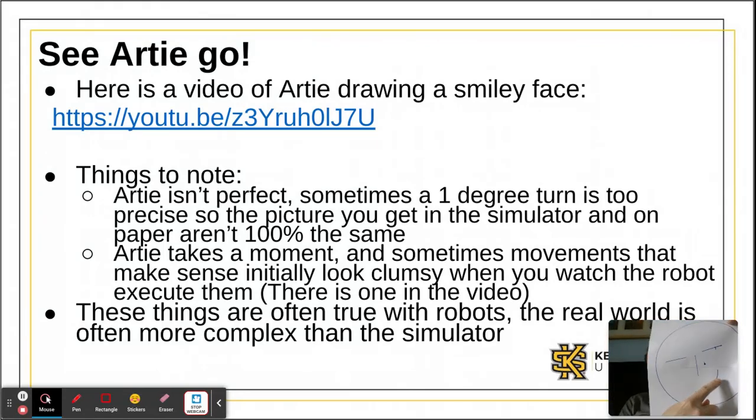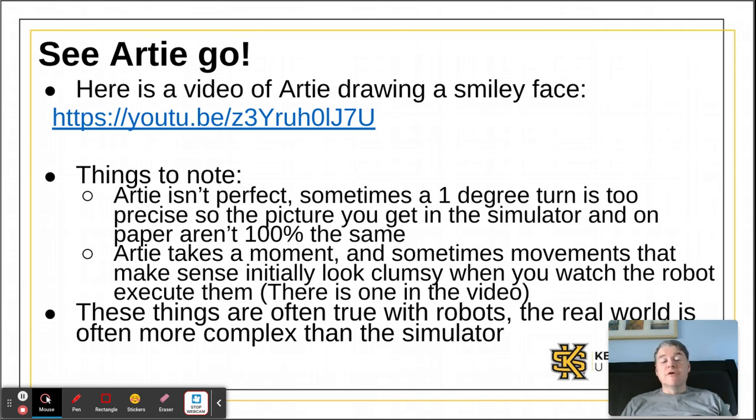And that's actually what happened with the mouth. This is supposedly 180 1 degree turns. Well, you can see he didn't quite make all of them. So that's why we ended up with a semi-smirk. The other thing to notice is that Artie just takes a moment to move. It's kind of entertaining to watch and somewhat relaxing, I guess, because he's just soothingly going off and drawing his stuff. But it's not as quick as you might think it is. And that's true of most robots.